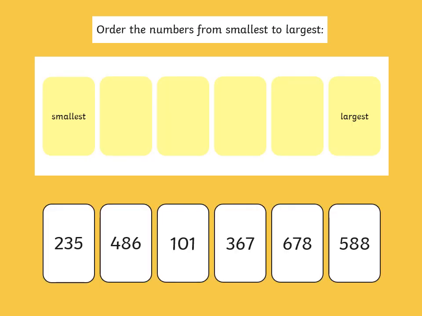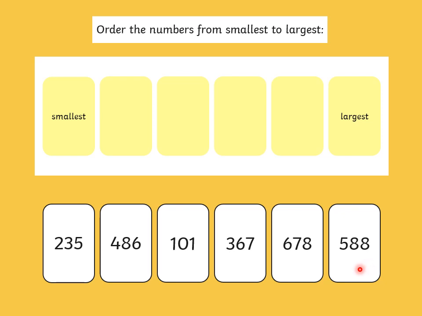Okay, we're going to order these numbers from the smallest to the largest. So these numbers have a larger range, so we need to be looking at where they go in order from smallest to largest. Let's have a look at each number. So we've got 235, 486, 101, 367, 678, and 588.